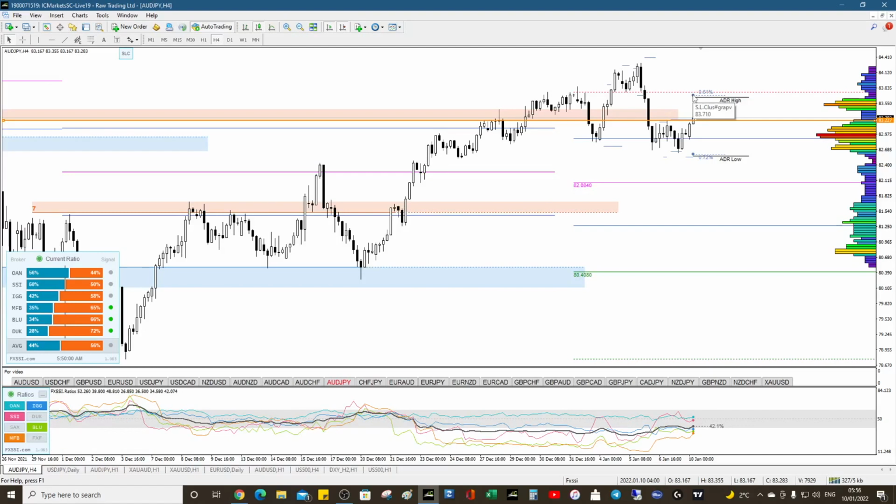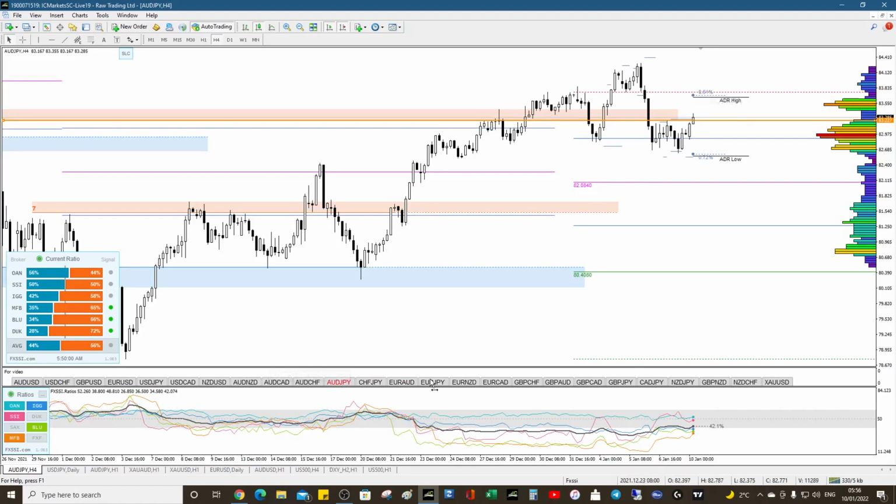SSC above 83.71, 82.63, we are a buy. Monthly pivot's there, so potentially it could be a good buy up to ADR high. Get that SLC 0.61, so it's quite small. They're quite small stop loss clusters.